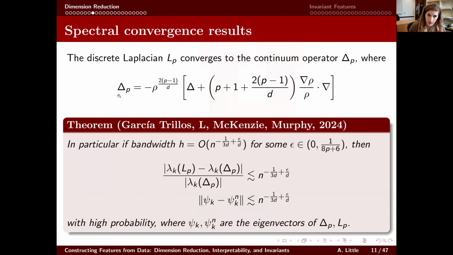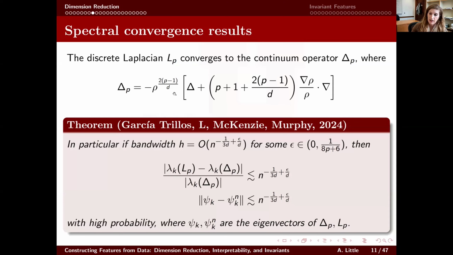This limiting operator for the graph Laplacian is a combination of the Laplace-Beltrami operator with a drift that's essentially pushing you in the direction of the gradient of the density. This may remind you of things, if some of you have seen diffusion maps, and what they do in that paper is a similar kind of decomposition. What's a little bit different here is that everything is multiplied by a power of the density. So in this context, this operator generates a diffusion which is really accelerated in regions of high density.